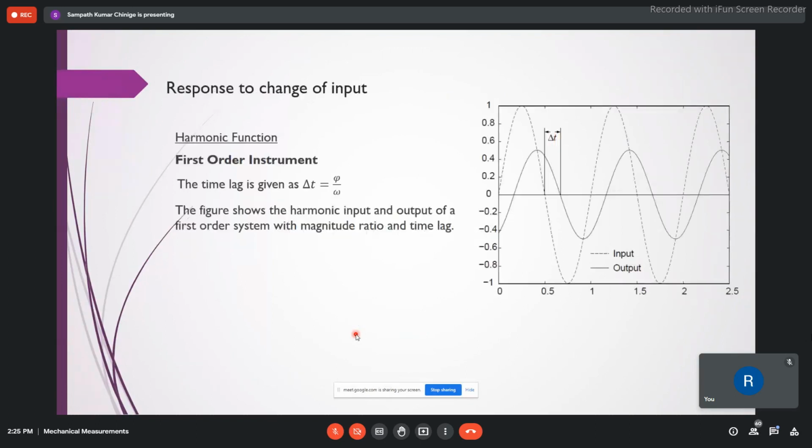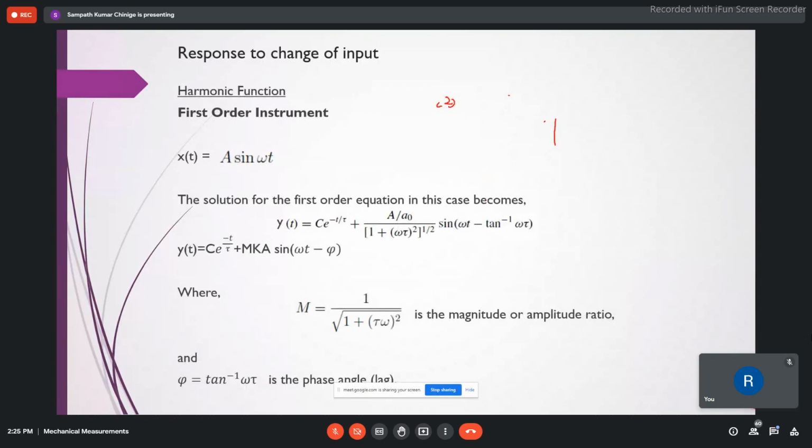When you look at the expression, you can get some more conclusions. Please have a look at it. This I am giving you as homework. Just have a look at how these values will change.